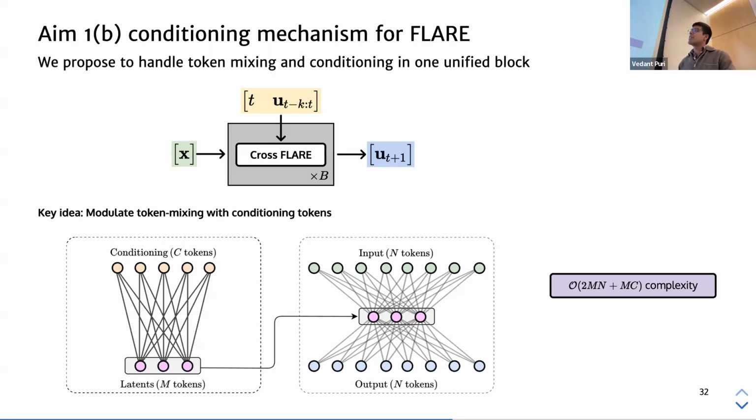Now, if we were to condition these latent tokens on the conditioning vector and update these latent tokens to take into account information coming from these conditioning vectors, we can in principle modulate this selective gather-scatter process via the conditioning tokens. And that's our idea. The good thing about this method is that it would be linear in complexity in terms of both the number of conditioning tokens and the number of input tokens, both of which can be extremely large for large-scale time series problems.